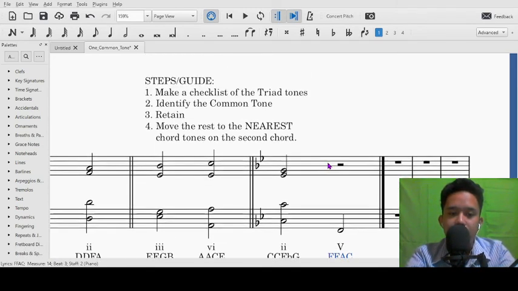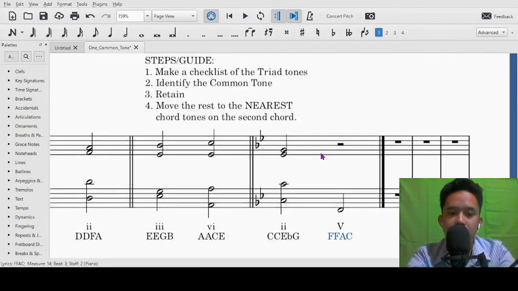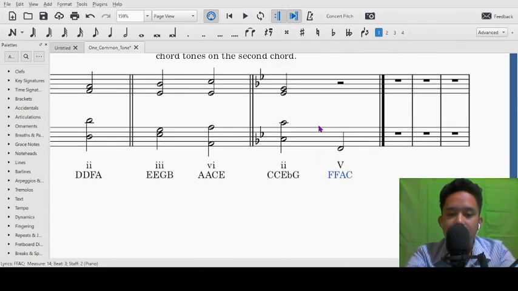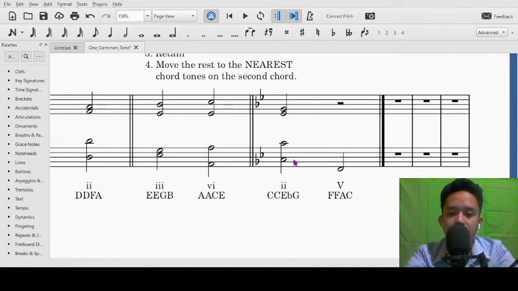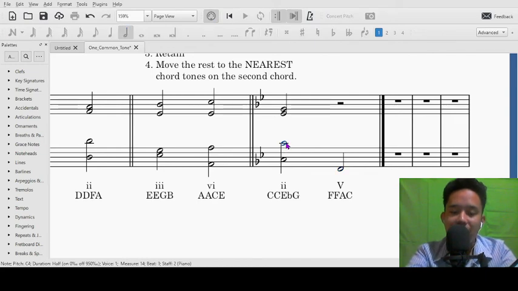So we are already done in the first step. The next step will be identifying the common tone. So both of them have the letter C. So we will try and find which of these C we should retain. So since this C already moved here, we will retain this C. Let's try and retain that here. C.